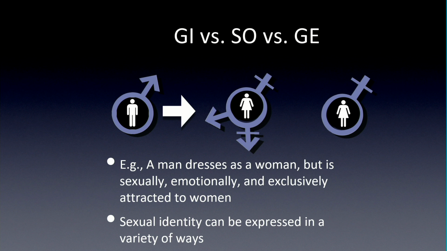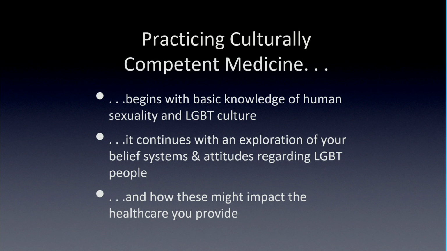And again, I'm going to include another factor here too. A man dresses as a woman, but is sexually, emotionally, and exclusively attracted to women. So you can understand sexual identity can be expressed in a number of ways. And I think it's good to continue to think about the dynamic, not binary, aspects of any of these definitions that we think about.